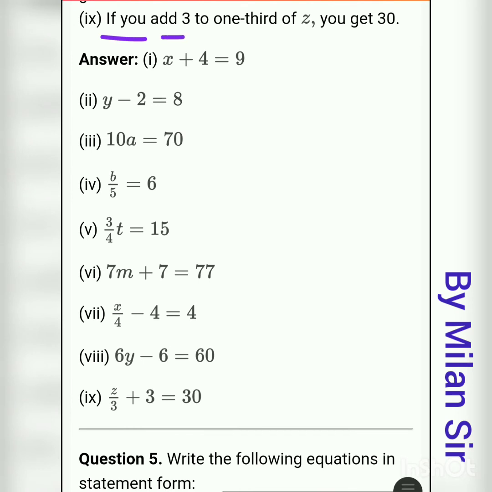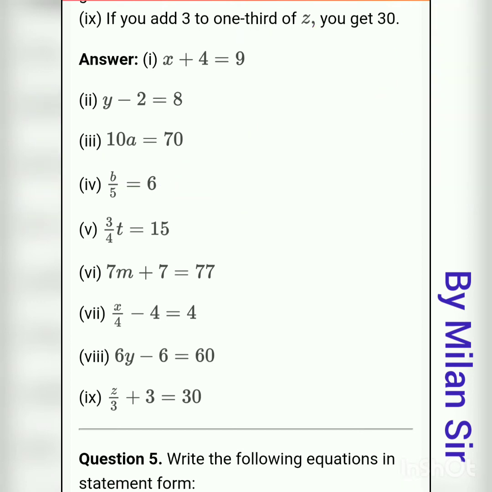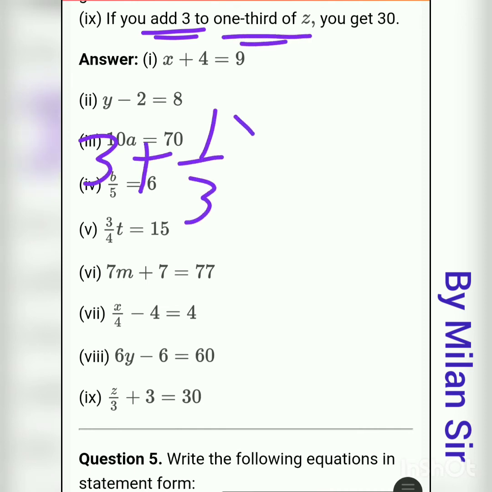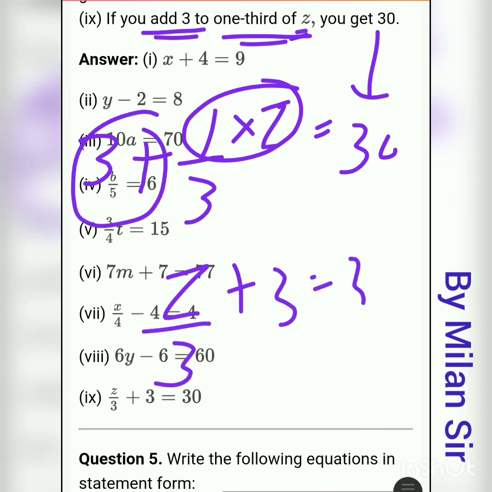If you add 3 to 1/3 of z, you get 30. We need to add 3 to 1/3, 1 by 3 of, multiply z, so z, you get answer 30. Okay, again, if you add 3, we need to add 3 to 1/3, 1 by 3 of z, answer 30. Now z ones are z by 3 plus 3 is equal to 30, that is written here. z by 3 plus 3 is equal to 30.